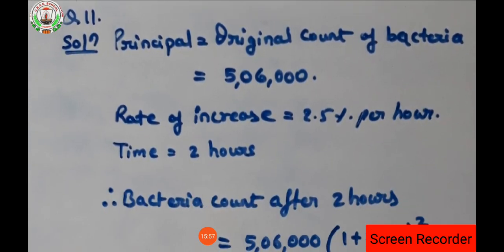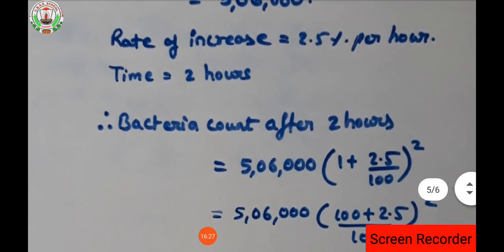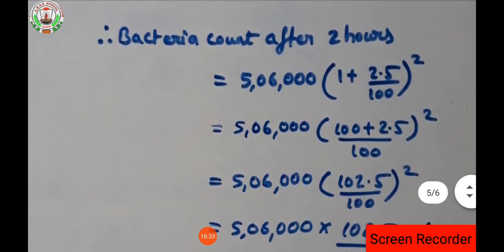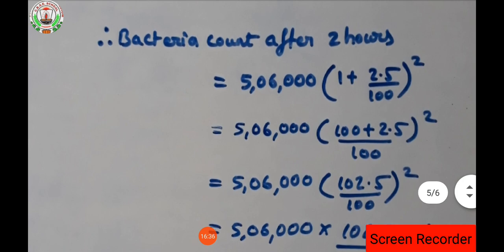Next, the 11th question. What does the 11th question say? We are talking about the count of bacteria. So principal is equal to the original count of bacteria. That means P denotes the original count of bacteria, which is given in the question as 5,06,000. The rate of increase of bacteria is 2.5% per hour, and time is given as 2 hours. So the bacteria count after 2 hours is equal to 5,06,000 into 1 plus 2.5 upon 100 whole to the power 2.